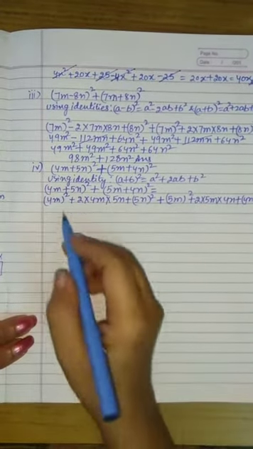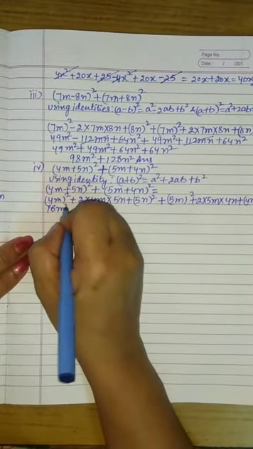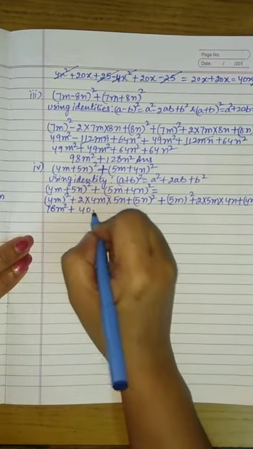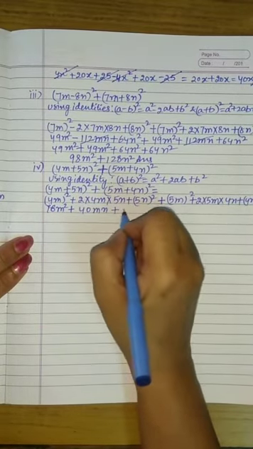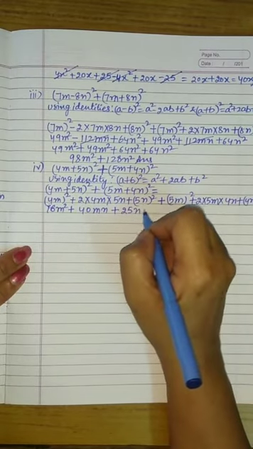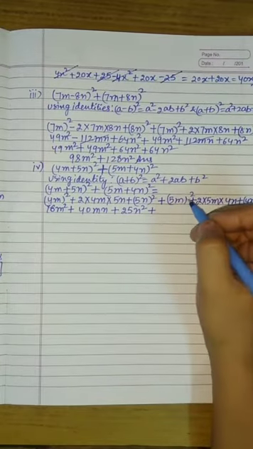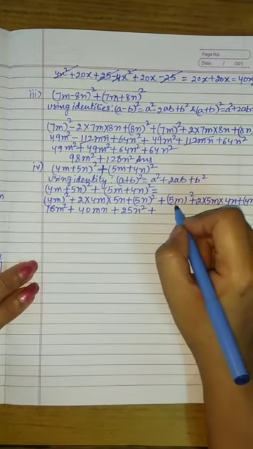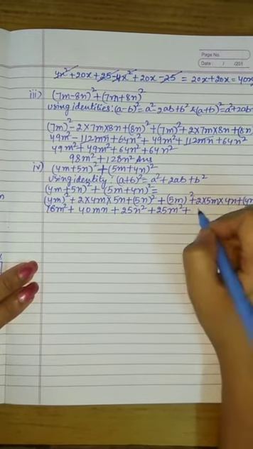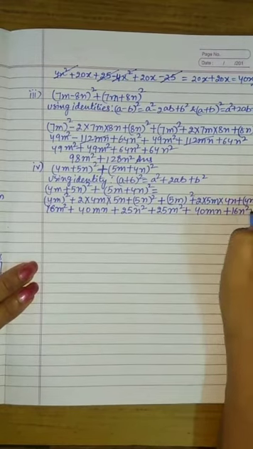So when we solve it, (4m)² becomes 16m², plus 2 into 4 into 5 becomes 40mn, then 25n², plus (5m)² becomes 25m², plus 40mn, plus 16n².